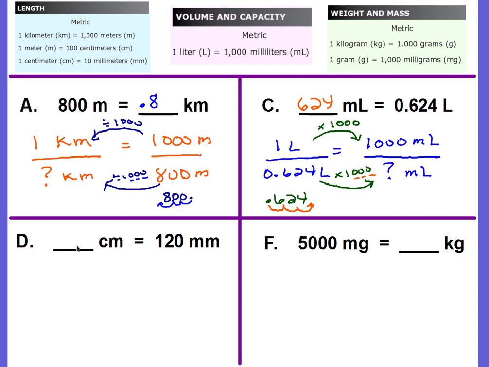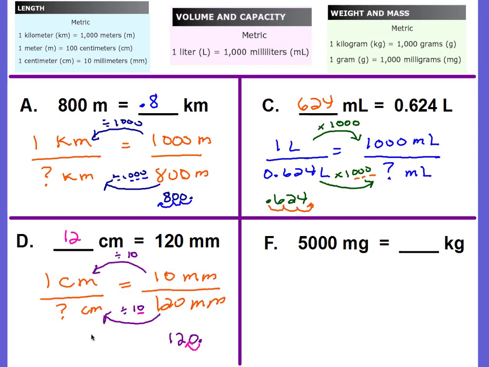Problem D. Did you get 12 centimeters is equal to 120 millimeters? Good job if you did. Okay, so here's your proportion. The unit rate is 1 centimeter equals 10 millimeters. We go from the known to the unknown. We know there's 120 millimeters. We want to know how many centimeters. We're going from right to left, so we have to divide. 10 has 1 zero, you move the decimal point 1 place, and that's how you get your 10.